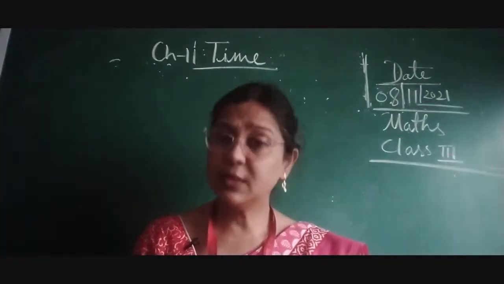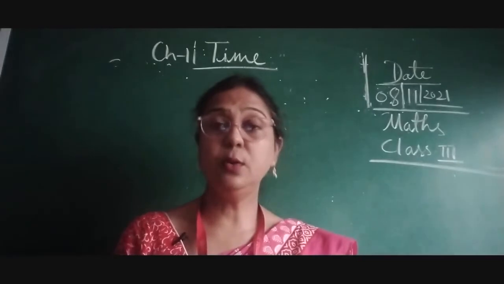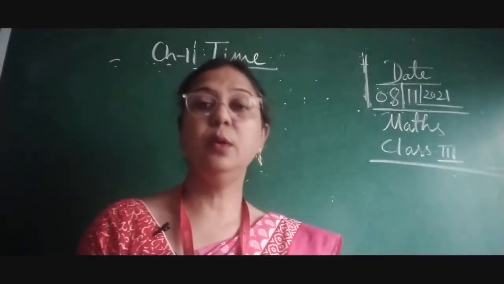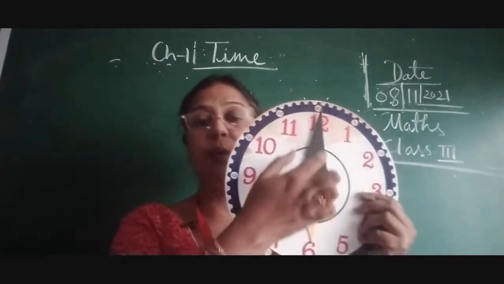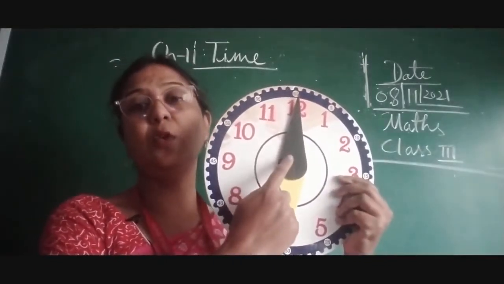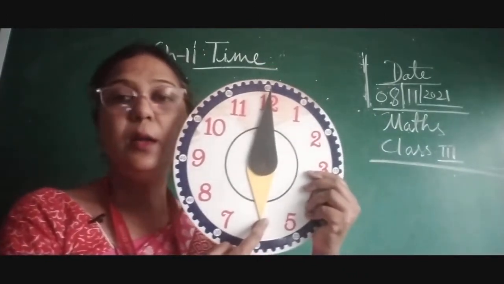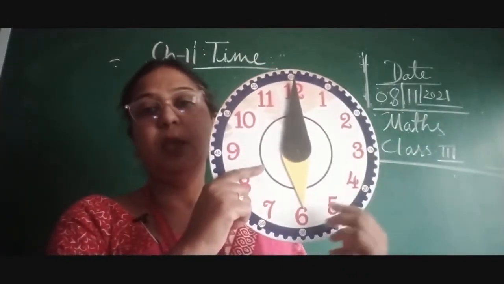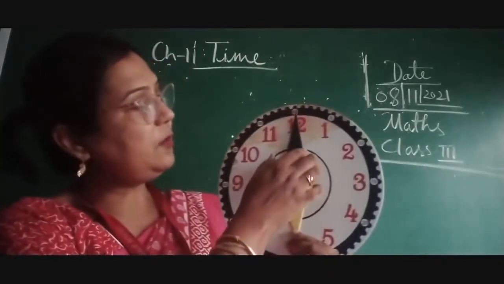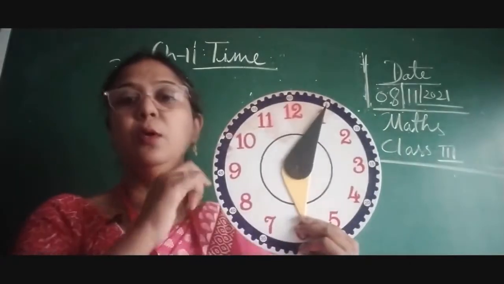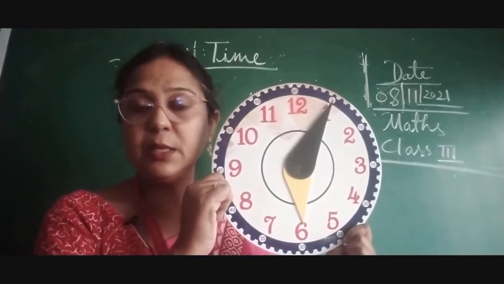We have already discussed this, and I have shown the clock also. I am going to show you the clock once again. Here, children, you can see this bigger hand is called the minute hand, and this shorter hand is called the hour hand. If the shorter hand is at 6 and the minute hand moves to the 1, what is the time on this clock?